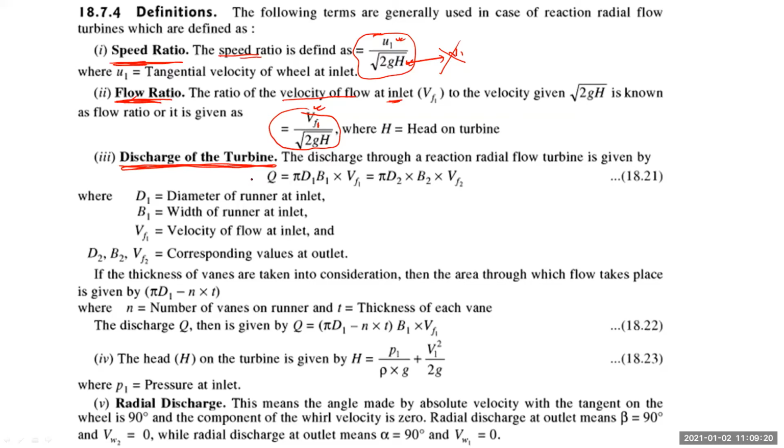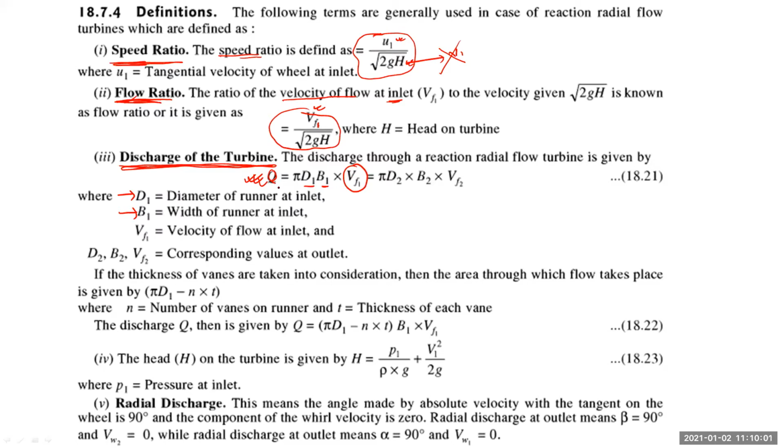So here you can see the discharge of turbine. You remember this formula, it is very important, because based on this you have to calculate the discharge to the turbine in almost every numerical related to your reaction turbine. It is represented by Q, the same notation, everyone knows. It is given by pi into D1 into B1, where D1 is your diameter of the runner at inlet and B1 is your width of the runner at inlet, into Vf1, which is your flow velocity.